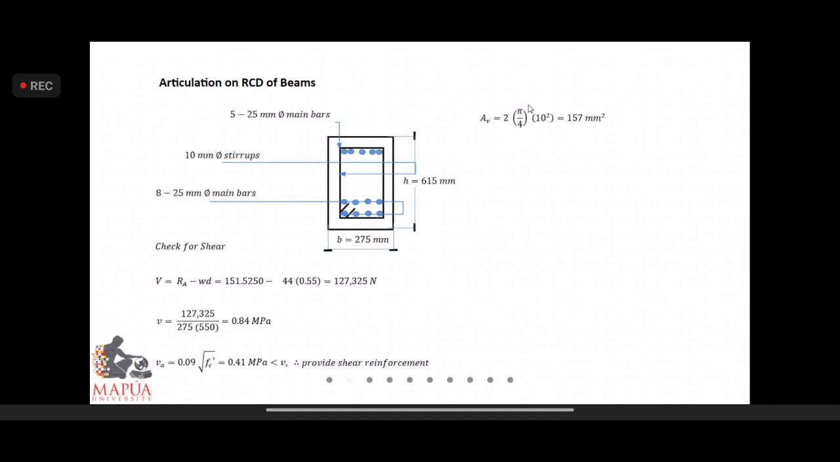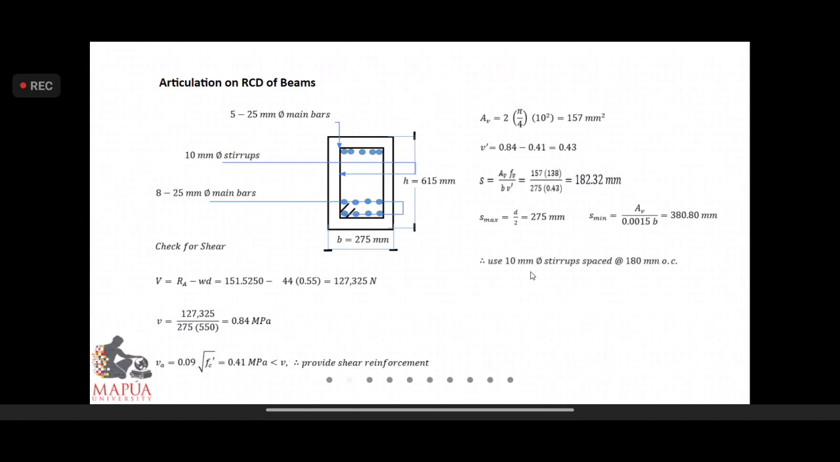This is the considered area to be utilized as stirrups, and this too, I have explained this already. This is the excess shear, and this is the distance of the stirrups. We compare the two parameters, 275 and 380.80. So we will utilize the lowest in value, and this is 182.32 among these three. Say we use 180 millimeter on center.